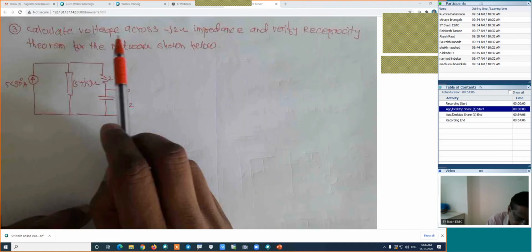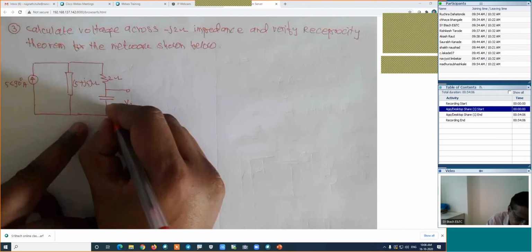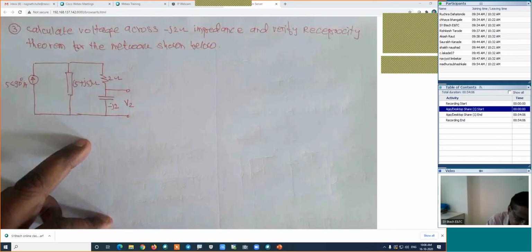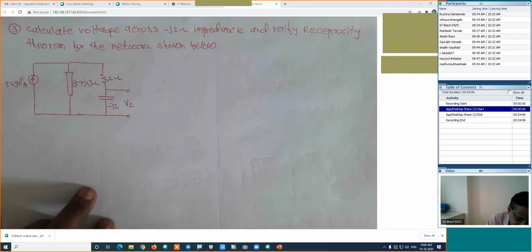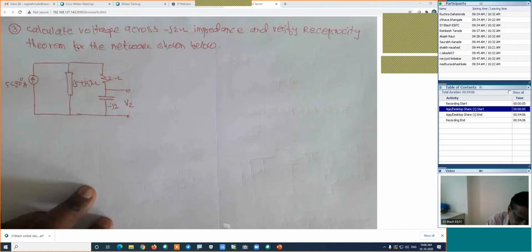Calculate the voltage across minus J2. This is minus J2 ohm. This is minus J2. Across this we have to find out the voltage, impedance, and verify the reciprocity theorem for the network shown below.